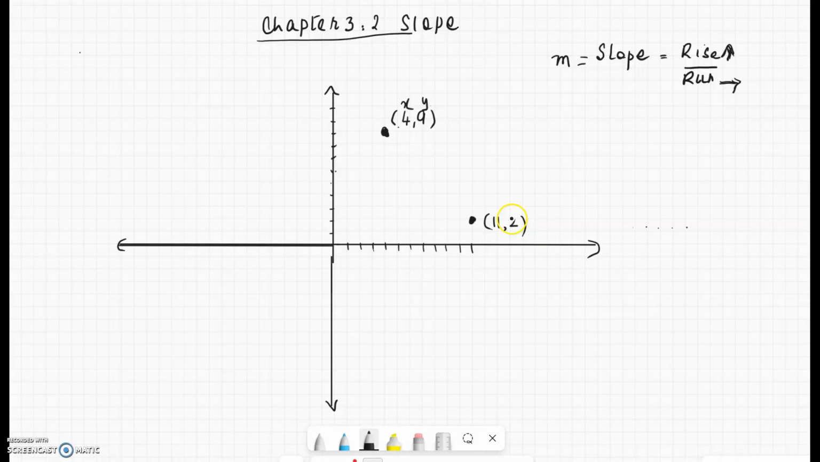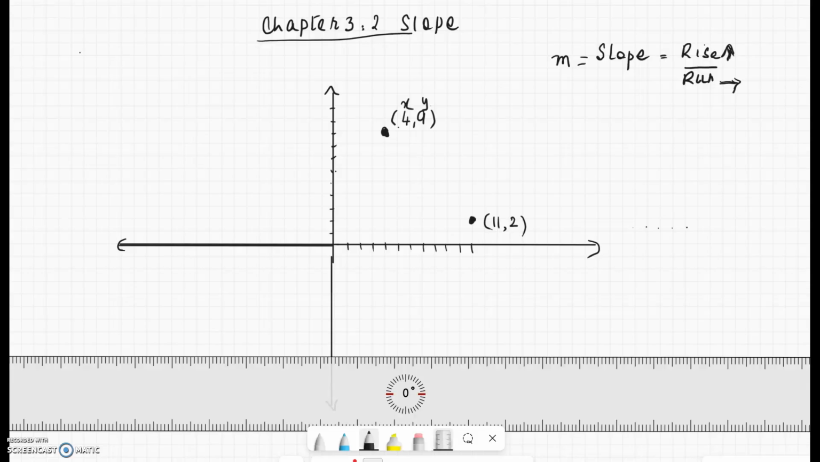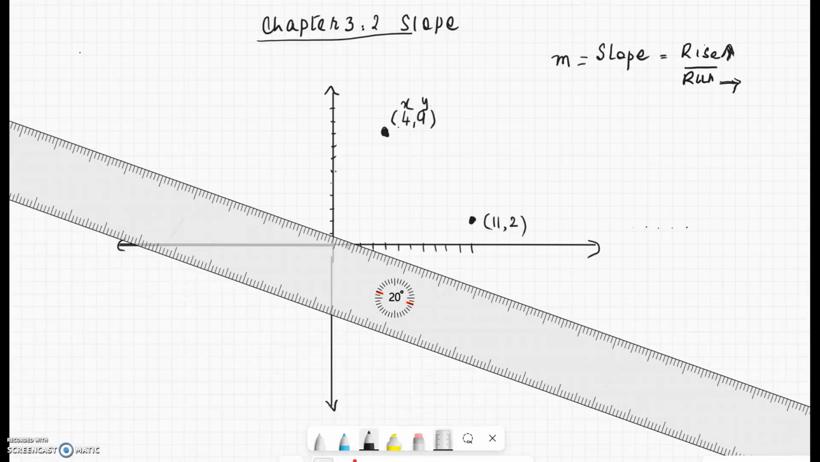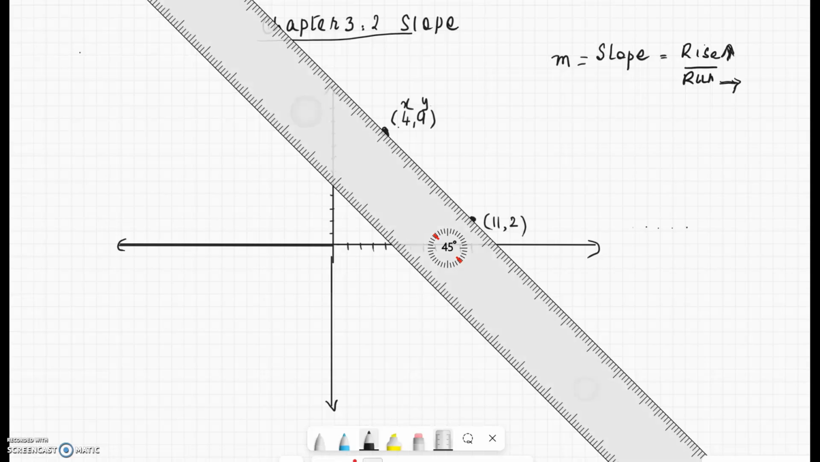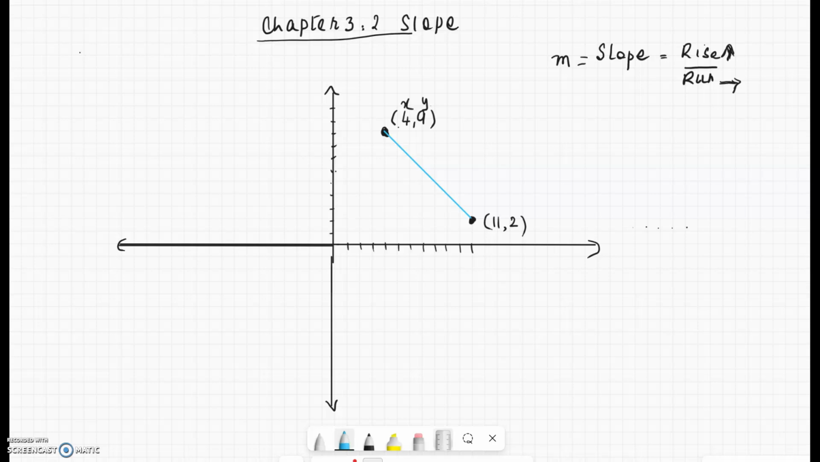Now let's try to find the slope of the line joining these 2 points. So let's look at the slope. Let me draw the line. So if a line passes through these 2 points, what's the slope? So we're looking at rise over run. Now start at any one point. And remember, we need to find the rise and then the run.